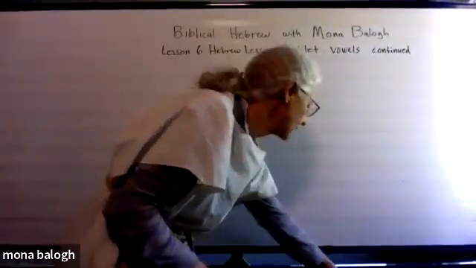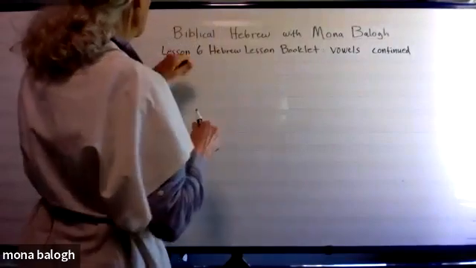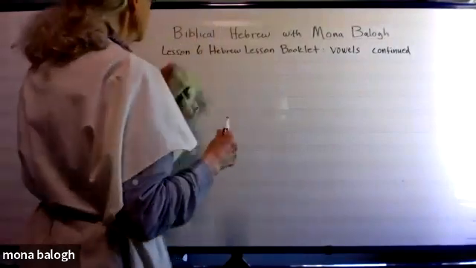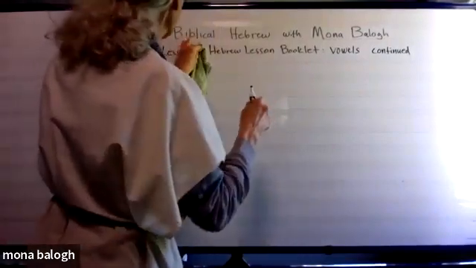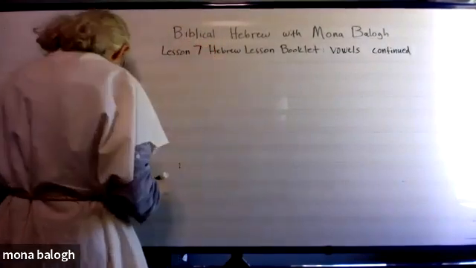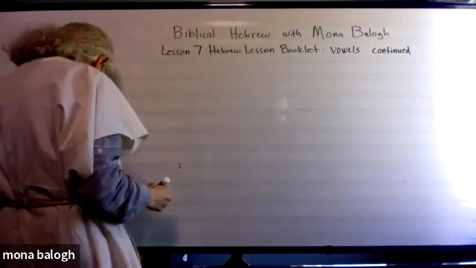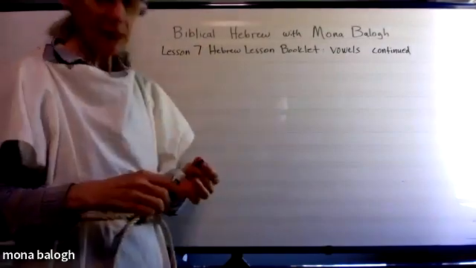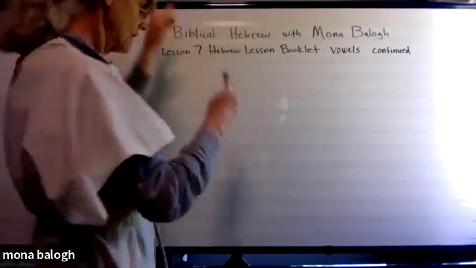This is lesson number 7, and we're going to continue with the Hebrew vowels. So here we are. As you know, we've been writing out the Hebrew alphabet and then attaching the vowels to the letters. We're going to continue doing that.